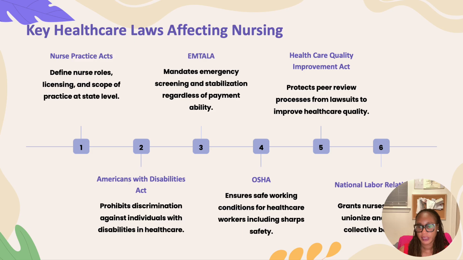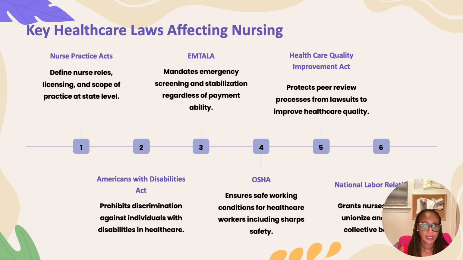Healthcare Quality Improvement Act protects the peer review process to improve care quality. National Labor Relations Act grants workers the right to unionize. And then Newborn and Mothers Health Protection Act guarantees minimum hospital stay for childbirth. Patient Self-Determination Act requires information and documentation of advance directives. Mental Health Parity Act ensures equal mental health coverage. National Organ Transplant Act regulates organ procurement and transfer.